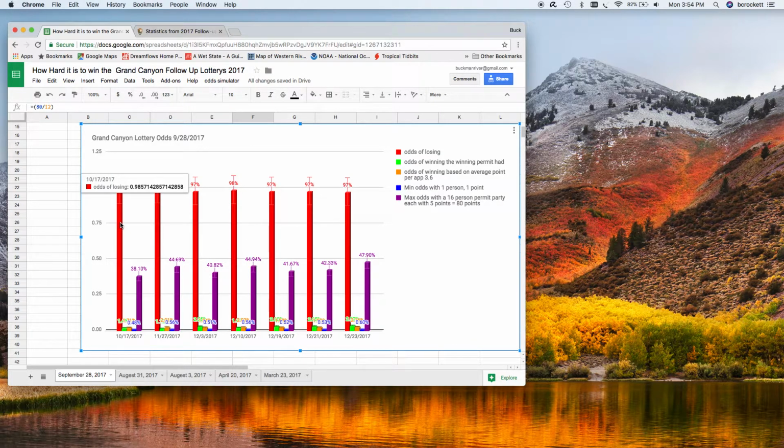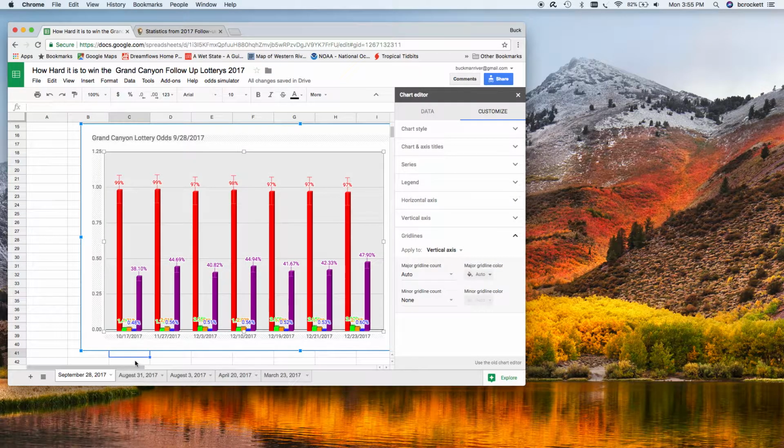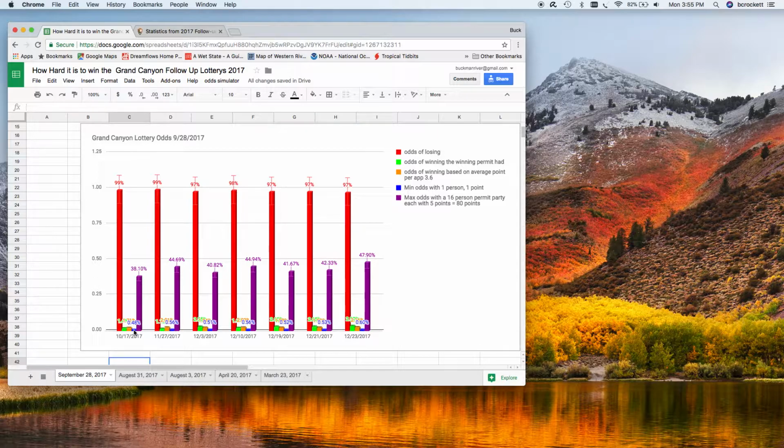Just looking at this information graphically, we have the odds of losing right up here at almost 100% across the board, down to 97 there. And this green, we have our odds of winning. And then odds of winning based on the average, and one person odds, and then our 16-point odds. So you look at that, and it just reinforces that permit parties are the best way to go, but by no means definitive. The volume's just too high in this lottery to have a windfall shot. I'm trying to get that to overlay, but it's not.